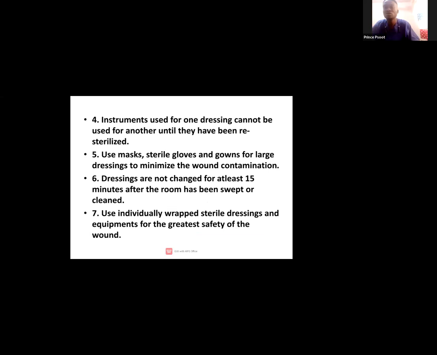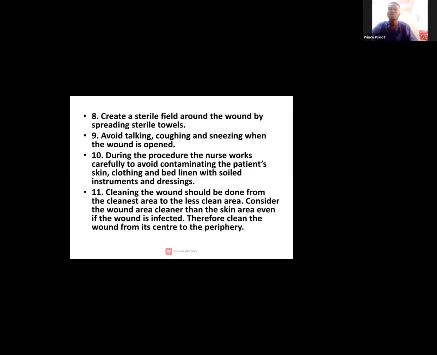You said using individually wrapped sterile dressings and equipment for the greater safety of the wound, and I've explained that already. Then create a sterile field around the wound by spreading a sterile towel. Don't just open the wound. Before we open the wound, we clean around the wound, then we place sterile towels. These things are also being sold. Some call them sterile drapes.